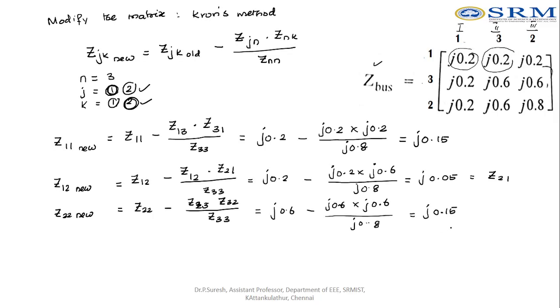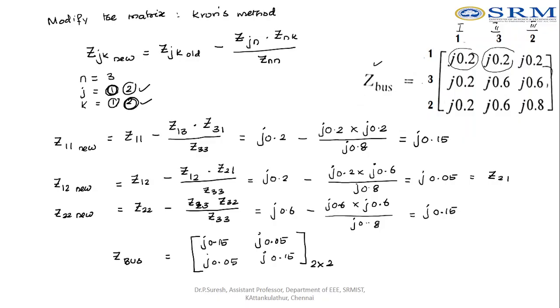Right, so this is the third one. Now the final matrix is nothing but Z bus, writing all the values. It is j0.15, j0.05, j0.05 and j0.15. So this is the final matrix. It is a 2 by 2 matrix.